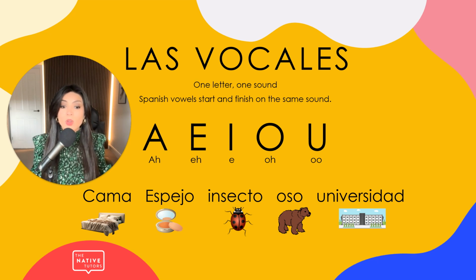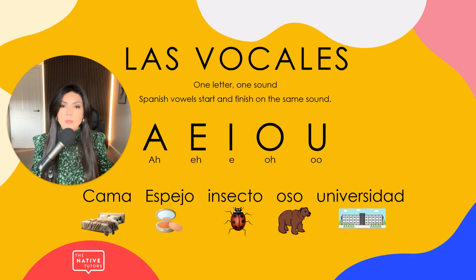U. So having said that, I want you to repeat these words with me. Okay? So let's read them. Cama. Espejo. Insecto. Oso.